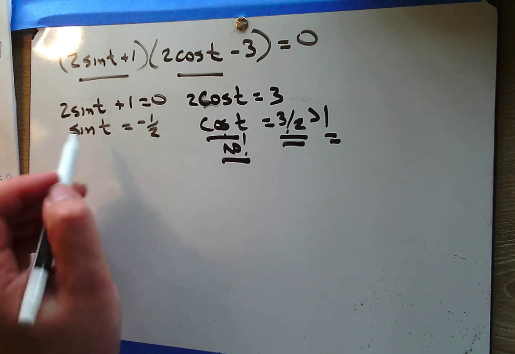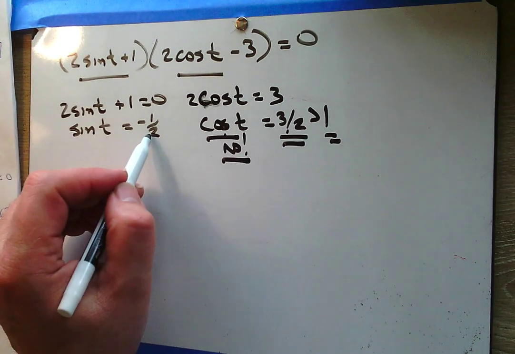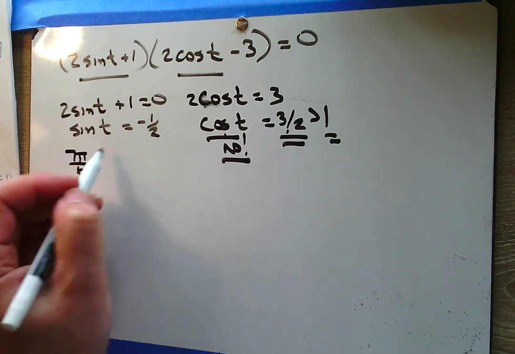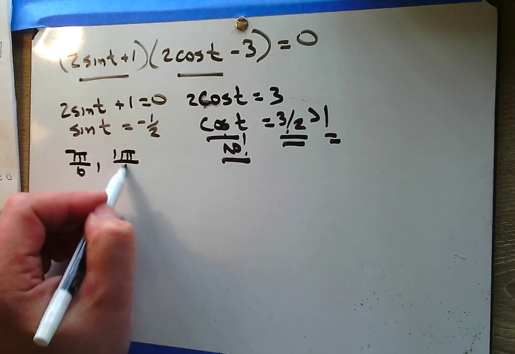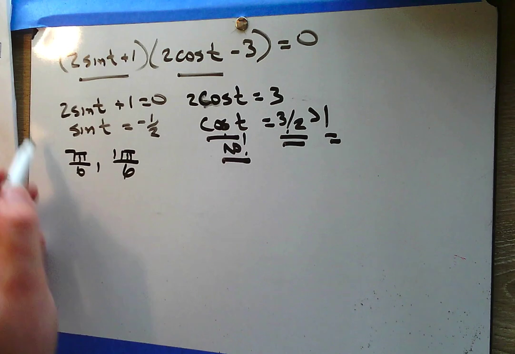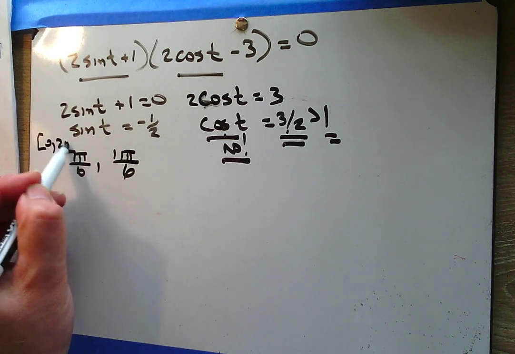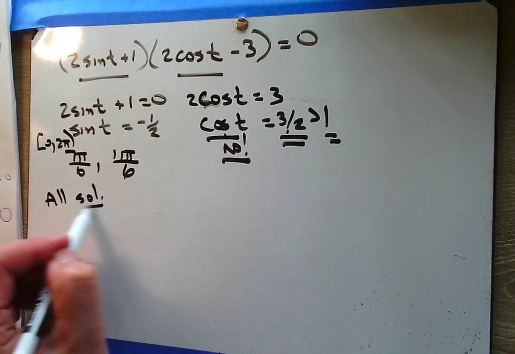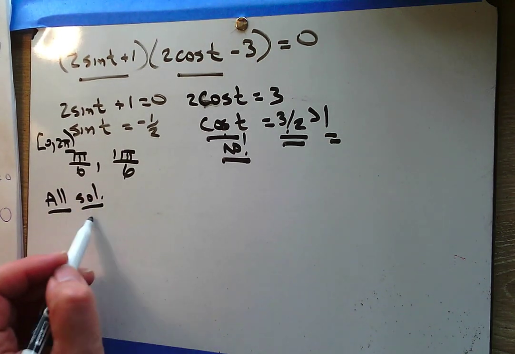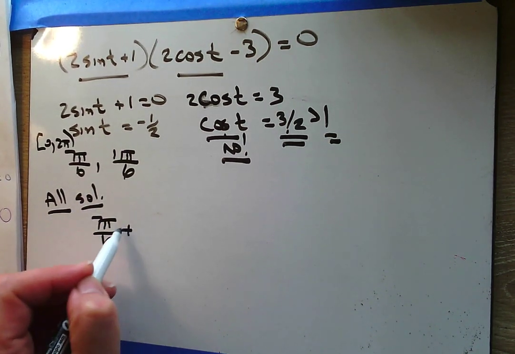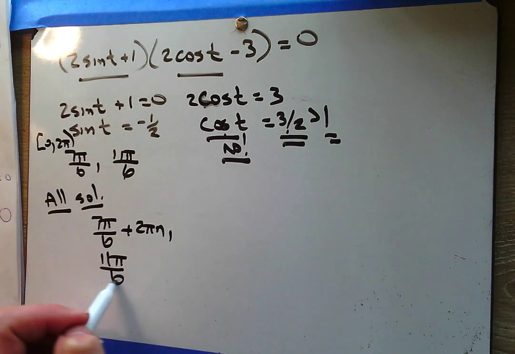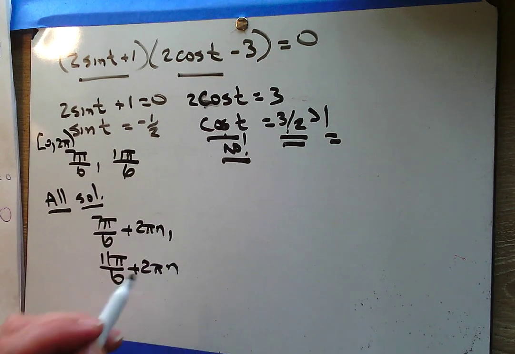Over here, however, I know when sine is equal to negative 1/2. That happens at 7 pi over 6 and at 11 pi over 6. So those are my 0 to 2 pi solutions. And my all solutions answer? That would be 7 pi over 6 plus 2 pi n and 11 pi over 6 plus 2 pi n.